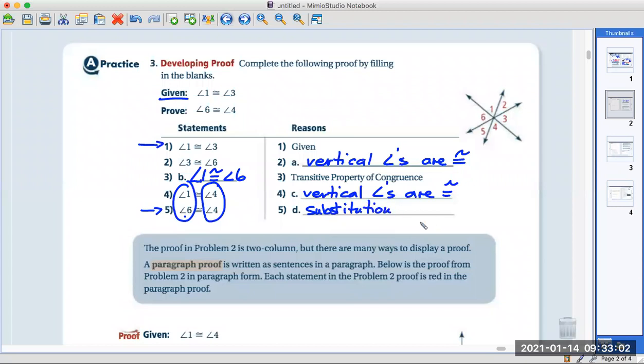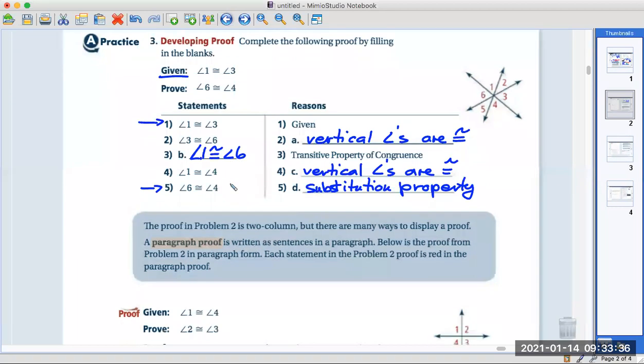Substitution property of congruence. I'm leaving that off, right? If something is equal, you can substitute it. And then the proof is done. Then we have shown with reasons that are legitimate. Remember, the reasons have to be definitions, theorems, postulates, all that, what I went over on the first page counts. So you have to kind of go into what you already learned and apply it.